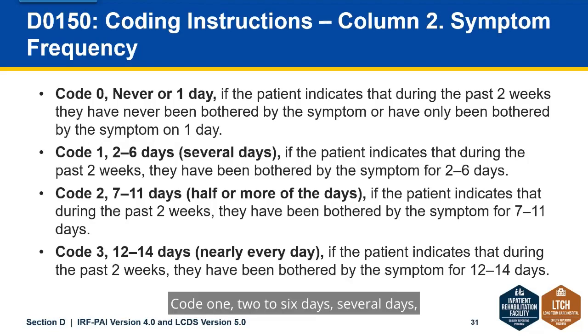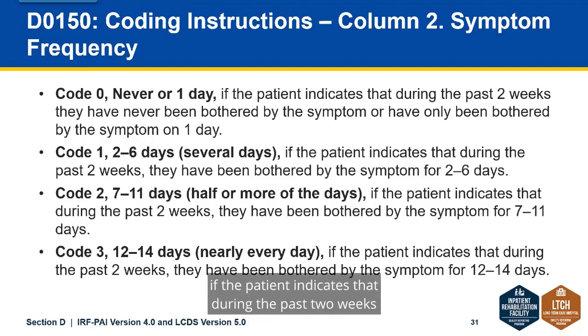Code 1, 2 to 6 days, several days, if the patient indicates that during the past 2 weeks they have been bothered by the symptom for 2 to 6 days. Code 2, 7 to 11 days, half or more of the days, if the patient indicates during the past 2 weeks they have been bothered by the symptom for 7 to 11 days. And finally, code 3, 12 to 14 days, nearly every day, if the patient indicates that during the past 2 weeks they have been bothered by the symptom for 12 to 14 days.